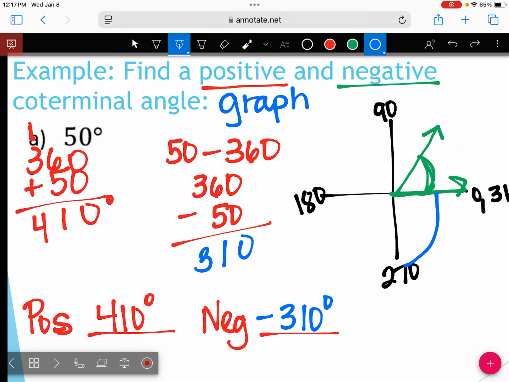This is like a 3-point question. Number 1, did you graph it right? Number 2, did you give me the right positive coterminal? And did you give me the right negative coterminal? All right, let's do that with a different one. Let's look at B.